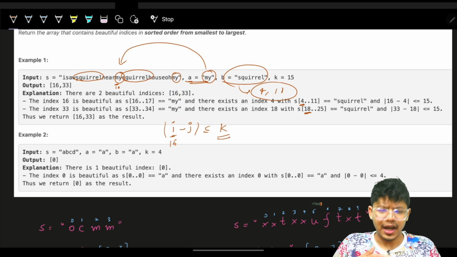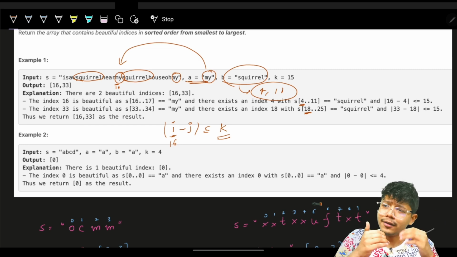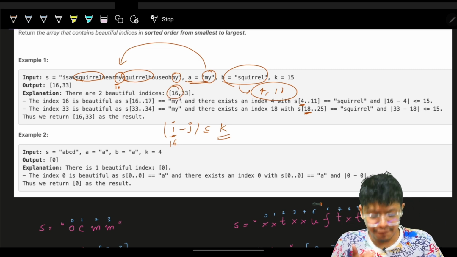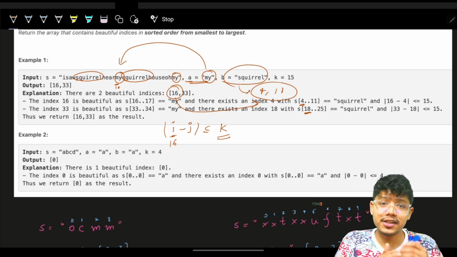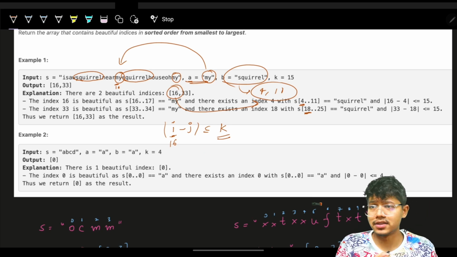Now a big optimization off the top of my head would be: if I want 16, I'll search for the nearest number, either higher or lower, by just doing a binary search, lower bound and upper bound.